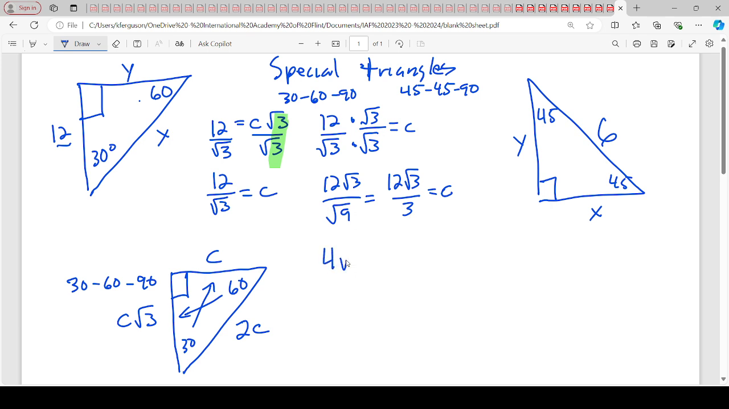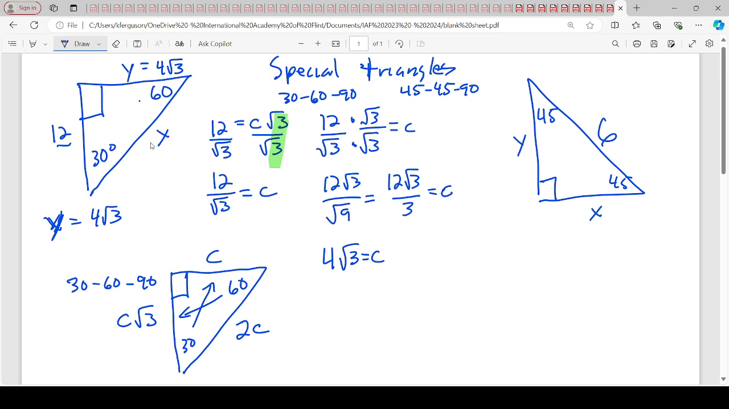So that means 4 times the square root of 3 is going to be equal to c. So now I know my c, or in this case, it's my y. That's 4 square root of 3. That value is that value. Boom. So now I know that one. So y is equal to 4 times the square root of 3.